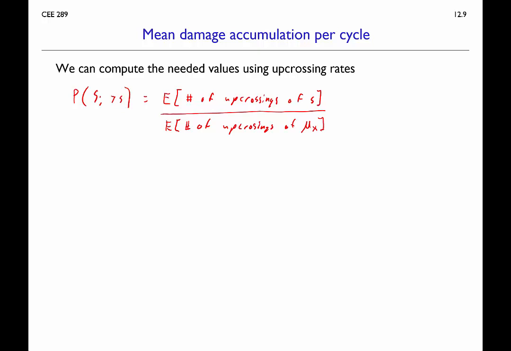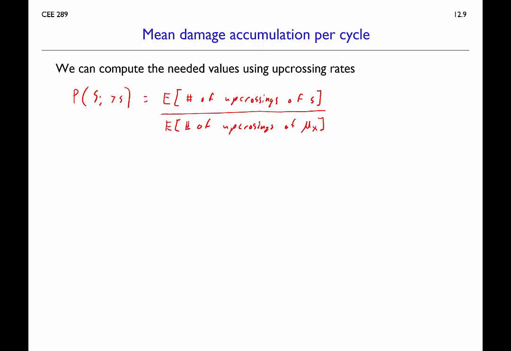Okay, so the idea would be if in some interval of time I had 10 upcrossings of the mean in my denominator, that would mean I had 10 cycles on average. And in the numerator, I expected to see 2 upcrossings of s. So out of 10 cycles, I see 2 upcrossings. That means in any particular cycle, I have a 2 out of 10 probability that I'm going to exceed that threshold, small s. So that's an easy way to get to these probabilities.